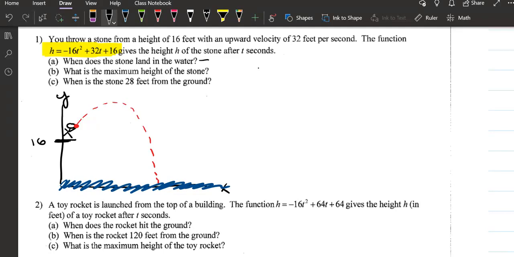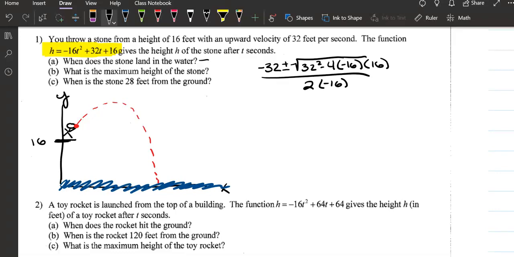So we'll do negative b, so negative 32, plus or minus the square root of b squared minus 4 times a times c, all over 2 times a. And again, this is x equals. You're getting the actual x value. Okay, somebody do this in their calculator, by the way.